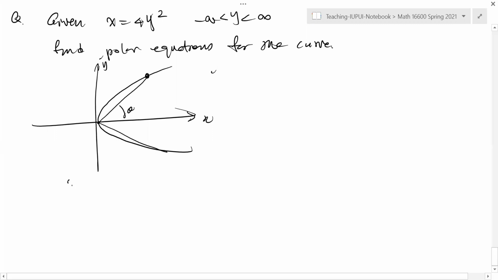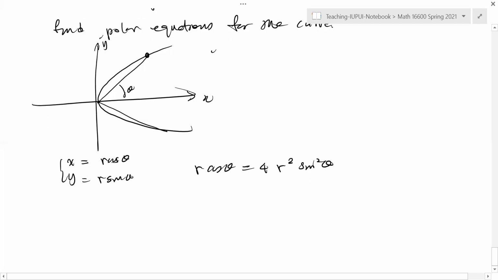Okay. We know that x equals r cosine theta, and y equals r sine theta. Using this, we put it into the formula. So r cosine theta, put it into the equation, equals 4 r squared sine squared theta. Okay, so from this equation, the first solution is r equals 0. Second, if r is not equal to 0, then you get this equation: cosine theta equals 4 r sine squared theta.